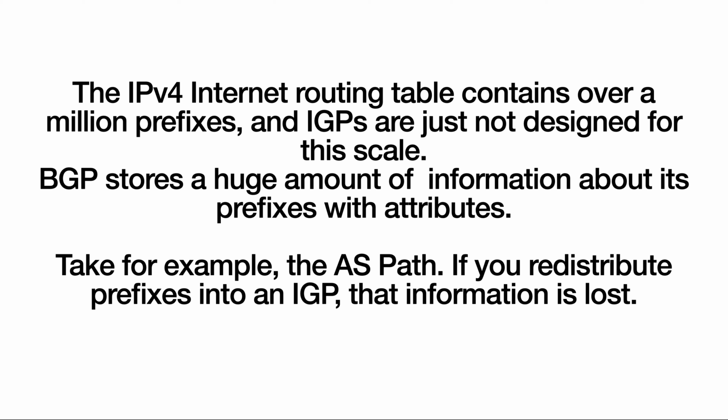BGP stores a huge amount of information about its prefixes with attributes. Take for example the AS path. If you redistribute prefixes into an IGP, that information is going to be lost.